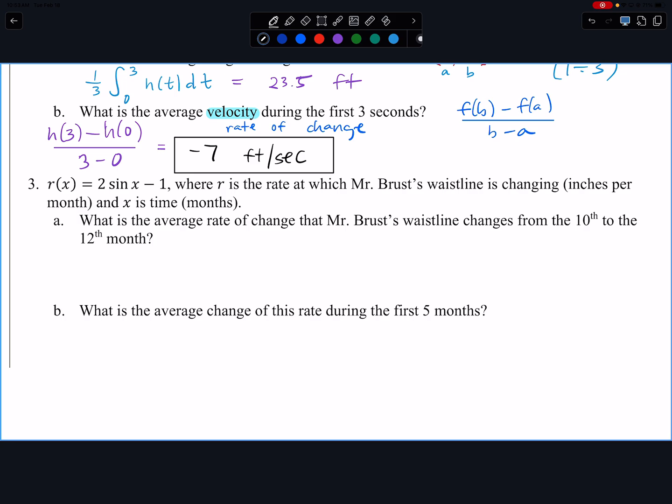Okay. Now, if you just read this without reading "average rate of change," you guys agree it tells you to do f of b minus f of a over b minus a. Yes, but R is the rate already. So if you're trying to find the average rate when this is a rate, that's asking you to find the average value. It's asking you to do the integral part. Does that make sense? So this is just asking you to find average value.